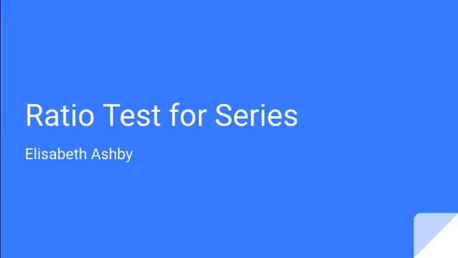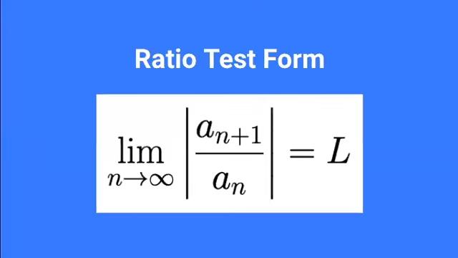Hello, today we are going to go over the ratio test for series. What does the ratio test look like? Well, when we perform the ratio test on an infinite series a sub n, we take the limit as n approaches infinity of the absolute value of the ratio between the a sub n plus 1 term and the a sub n term. Evaluating this will give us a value for the limit, which we will refer to as L.